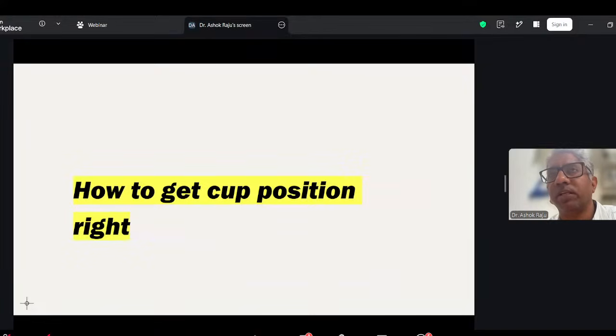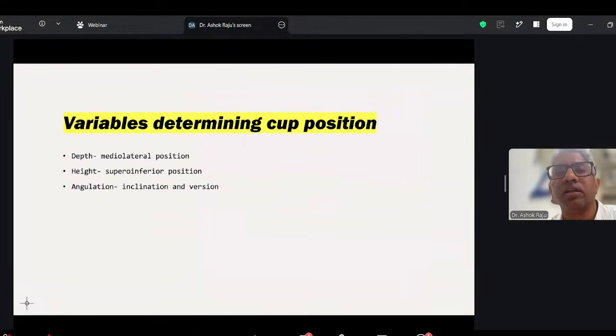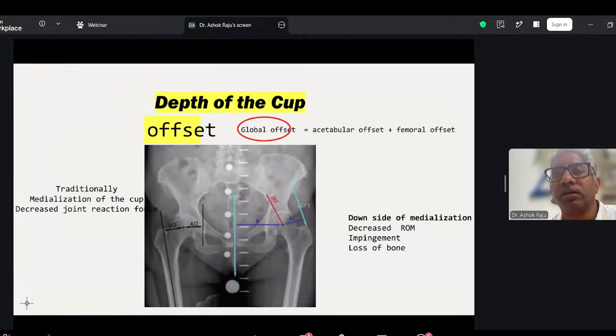Now, the most important part of any hip replacement is positioning the cup right. There are three determinants: the depth, the height, and the angulation. I think Dr. Charnley wanted the cup to be more medialized so that the joint reaction forces are less, but that doesn't work really well in the present scenario.